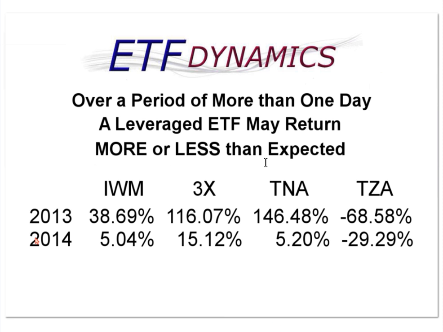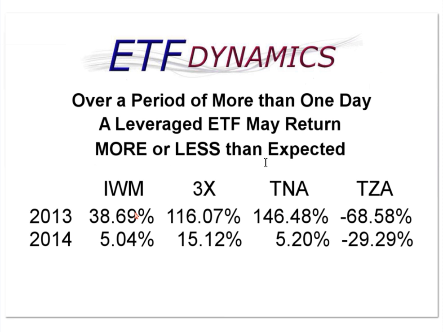And I like to use 2013 and 2014 as cases in point because there were such dramatic differences between the index and the triple leveraged ETF. So in 2013, the IWM returned 38.69%. Triple leverage should have returned 116.07%, but the TNA, the triple leveraged ETF, actually far outperformed what it should have, returning 146%. Conversely, the TZA, the bear ETF, should have gone down 116%. It only went down 68.58%. Only, of course, being a relative term, if you were in it for the year, you'd be pretty upset at the end of the year.